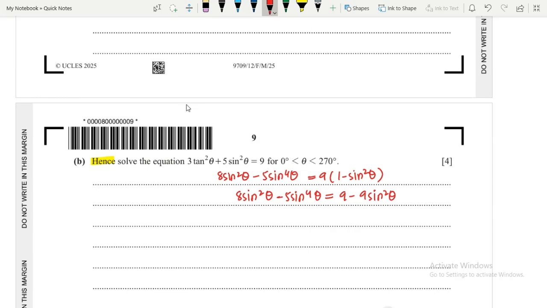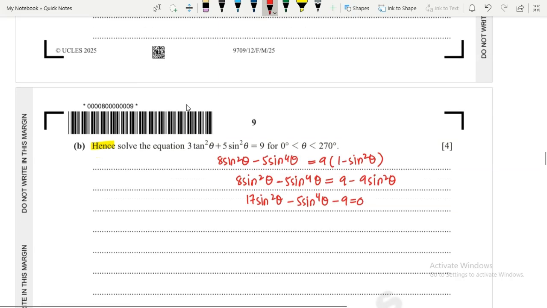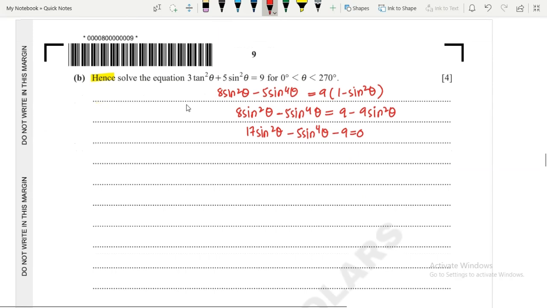You can move the 9 to that side, so it comes out to be 17 sine square of theta minus 5 sine quad of theta, and minus 9. Because we have to keep the highest power in the positive form, just multiply this whole thing with the negative, so it comes out to be 5 sine quad of theta minus 17 sine square theta plus 9 is equal to 0.